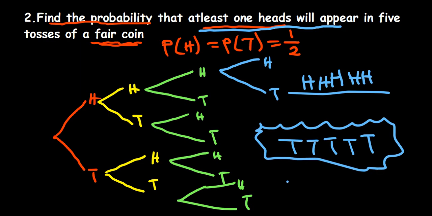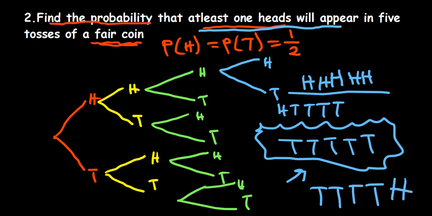Okay, but the rest of the tosses, they're just going to be a combination. It can be head, tail. There will just be a head somewhere, so it can be head, tail, tail, tail, tail, or it can be tail, tail, tail, tail, and then a head at the end. So in all other remaining combinations, you are going to have a head there.